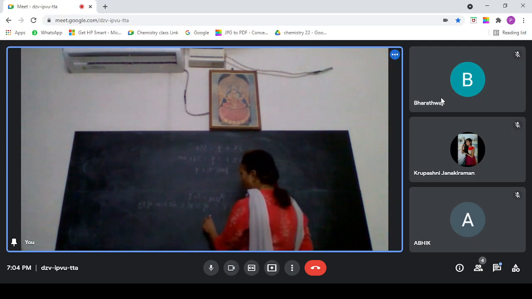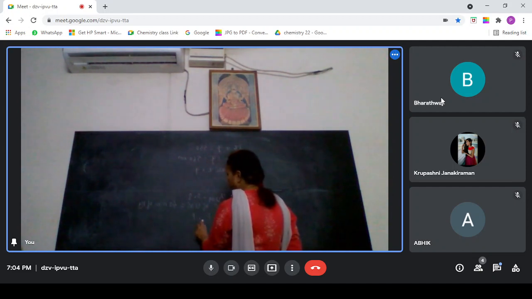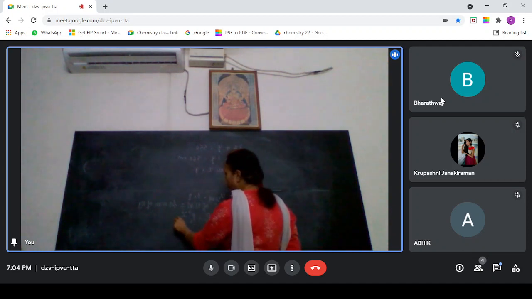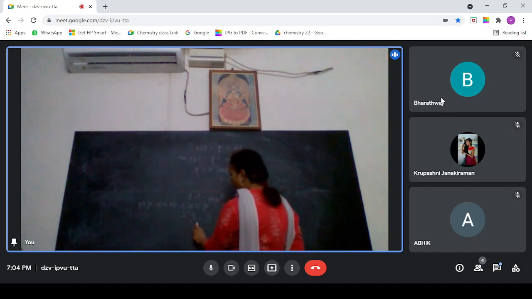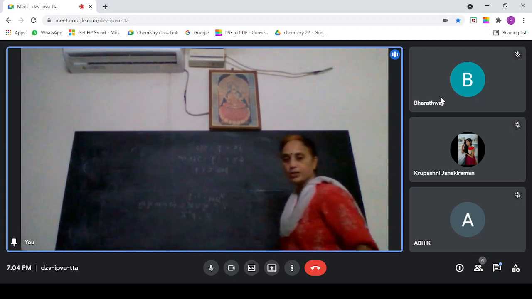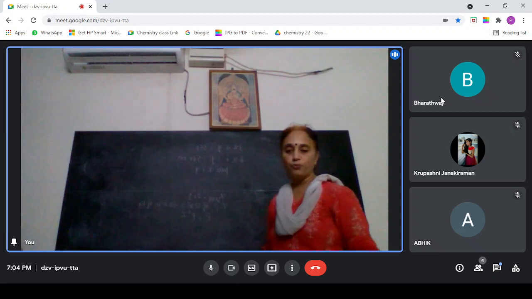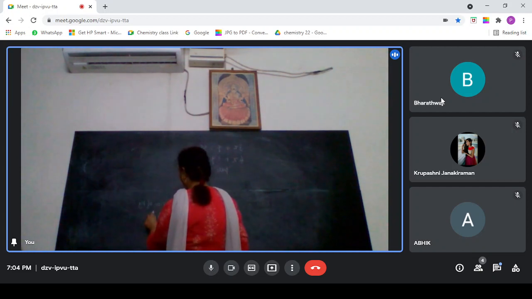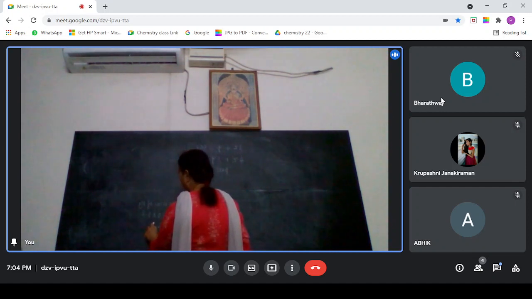Direct problem. Partial pressure is equal to P naught into X. We wrote P1 is equal to P1 naught into X1. So partial pressure is equal to the vapor pressure of the pure solvent into its mole fraction. So this will be 40 into 0.8, that is 32 millimeters of mercury.